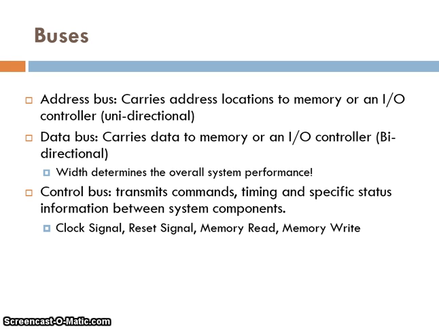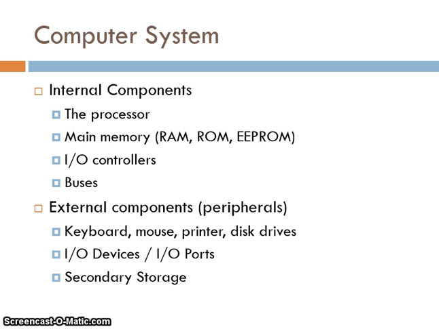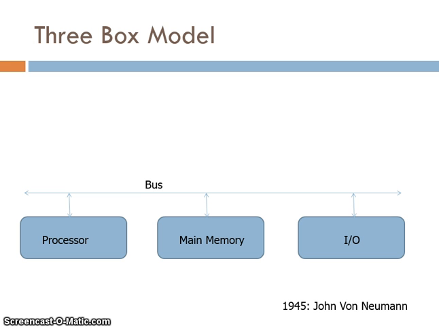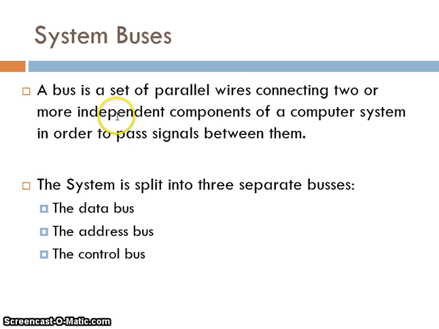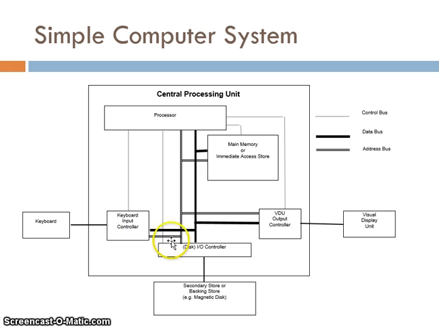In summary, we have looked at the internal components of a computer system. We looked at the basics of machine level architecture. We've looked that a computer is made up of internal components that are classified as the CPU. We've defined that the computer is broken into a three box model, where a system bus links the different internal components of a computer system, where a system bus is a set of parallel wires connecting two or more independent components of a computer system. The system bus being split into a data, address, and control bus. And we looked how these buses work together. There's also been some discussion on I/O controllers.